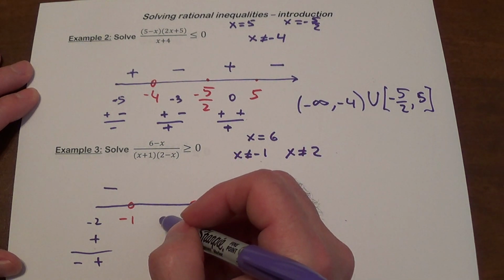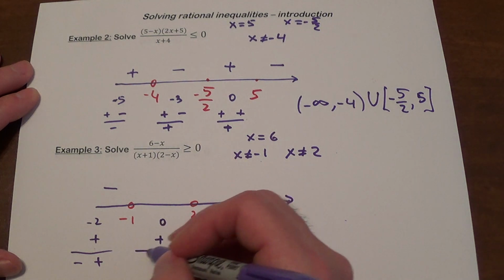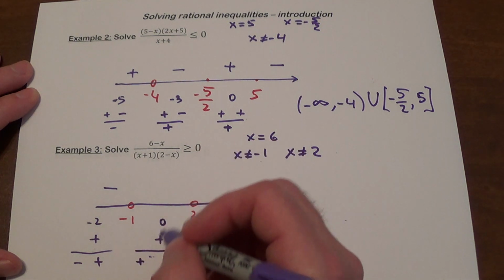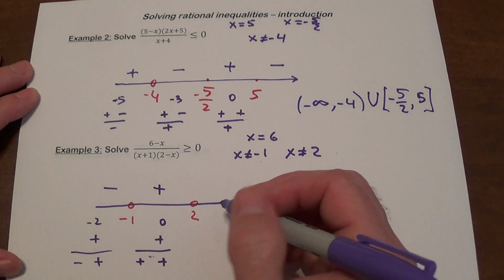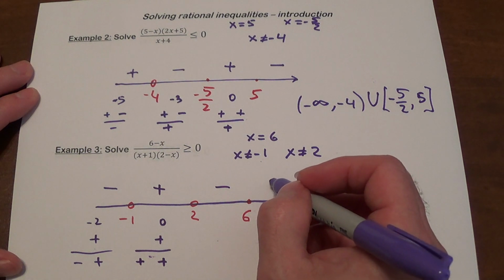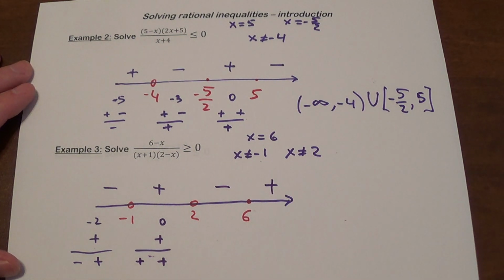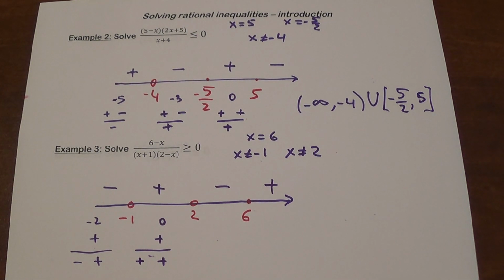Between negative 1 and 2, let's use 0. 6 minus 0 is positive. 0 plus 1 is positive. 2 minus 0 is positive. All positive, we have positive. Continue applying that. You're going to see that it's going to be negative here, and it's going to be positive here. Usually signs alternate unless you have a double 0. We're going to see that.